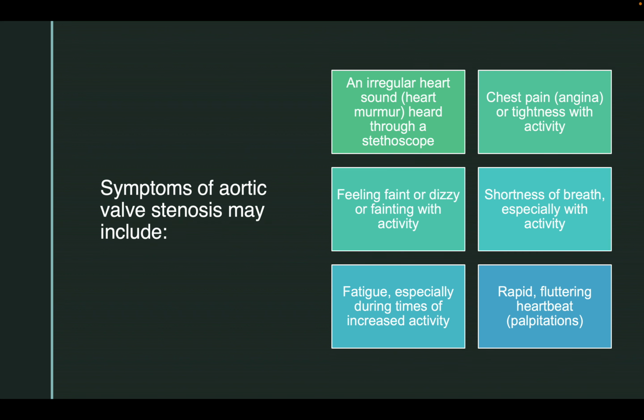Symptoms of aortic valve stenosis may include a systolic murmur and dyspnea on exertion. Here you're going to hear the S4 sounds. A lot of times they'll have angina, syncope, fatigue, dizziness, fainting, orthopnea, and a narrowed pulse pressure. Those types of things are more seen with aortic valve stenosis.